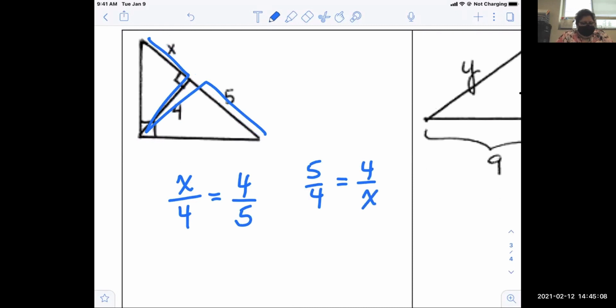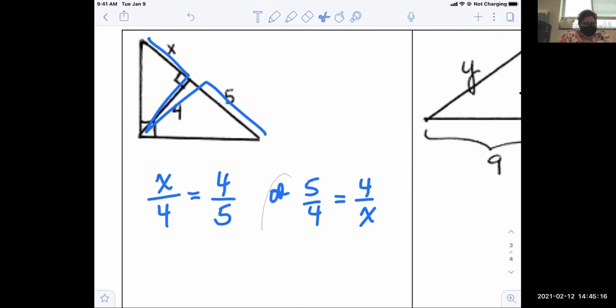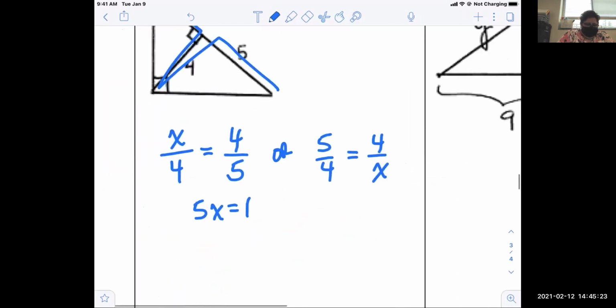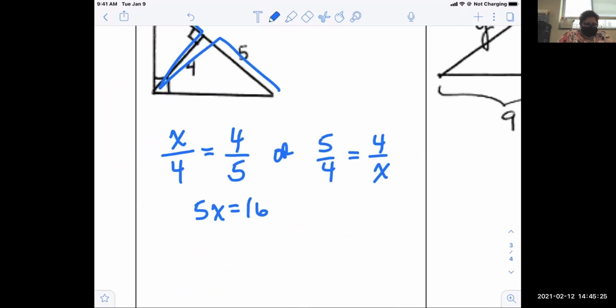Yeah, how do you know that those are equivalent proportions? How do we know that they're equivalent, Mariana? Yep, you get the same thing, right? 5x equals 16. X equals 16 over 5.